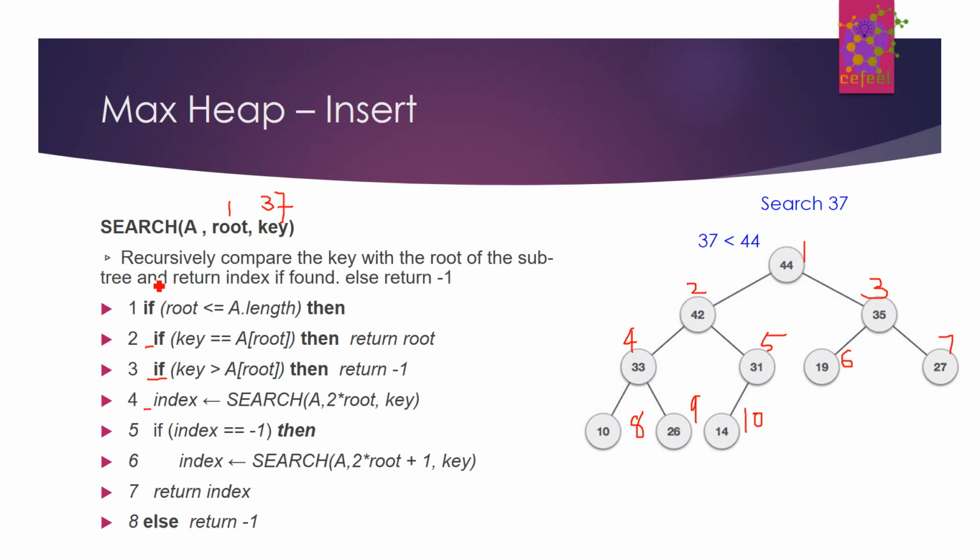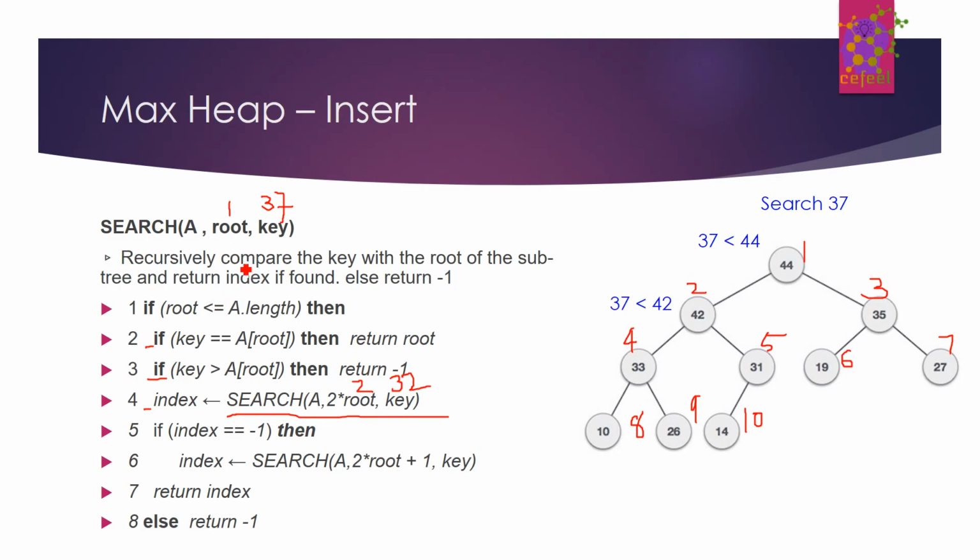and hence we'll go to step 4. Now in step 4 what we do is we search a, 2 * root, key. Now 2 * root will be 2 and this will be 37. So which means we will make a search to the array A starting at node 2, which is 42, and then search for key 37. So that's what the first recursive call does.